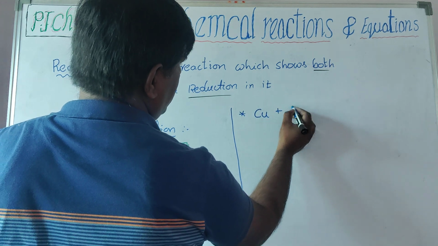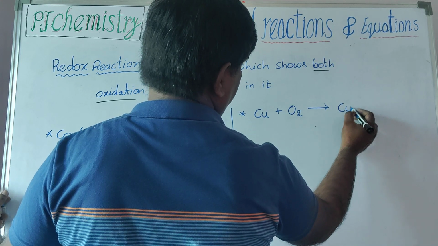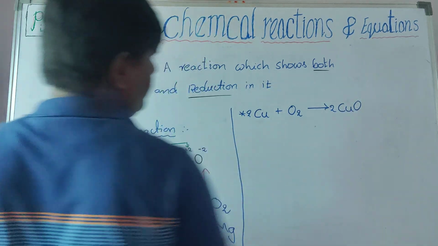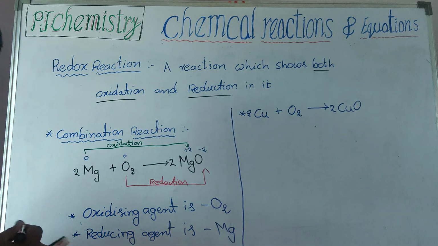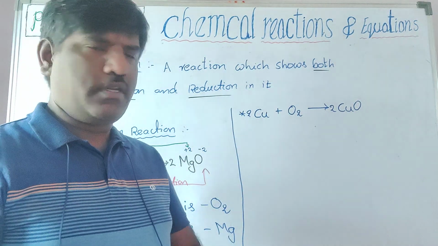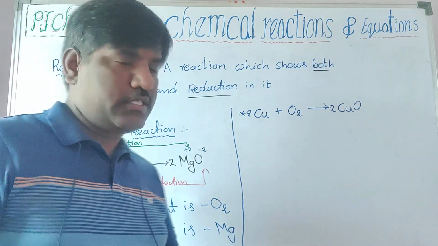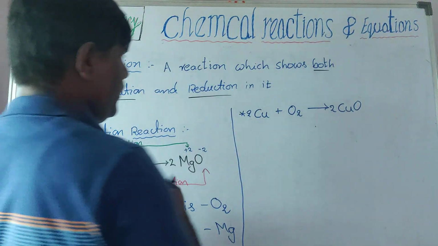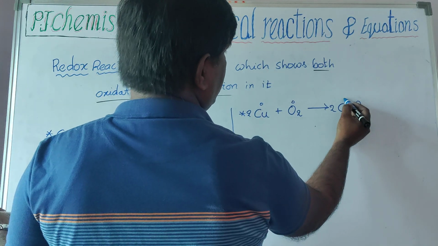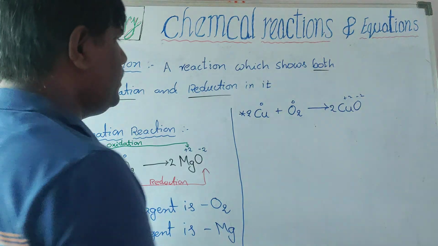Copper plus oxygen gives rise to copper oxide, cupric oxide. Is it oxidized or reduced? Immediately, that is one type of question: addition of oxygen is oxidation. How do you prove the equation is a redox reaction? Same like this only. Elementary form, 0, 0. Copper loses 2 electrons, oxygen gains 2 electrons.